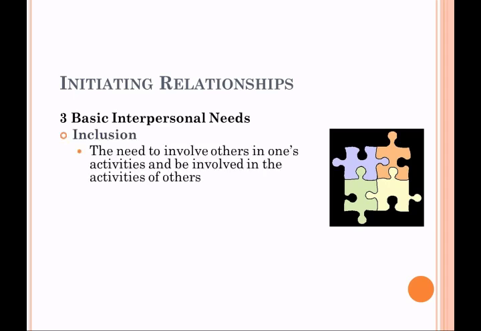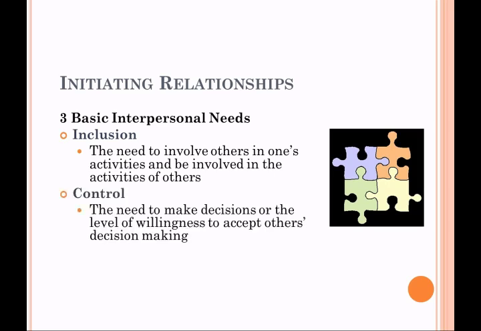The next part of the initiating relationships information talks about our 3 basic interpersonal needs. According to your textbook, the first one is inclusion. Inclusion is the need to involve others in one's activities and also to be involved in the activities of other people. We all know that one person that has to be involved in every gathering, every social event, and if you don't invite them, their feelings get hurt, they're sad. So we all have different levels of inclusion. Some people have very high inclusion needs, some people have very low inclusion needs. Think about what your inclusion needs are.